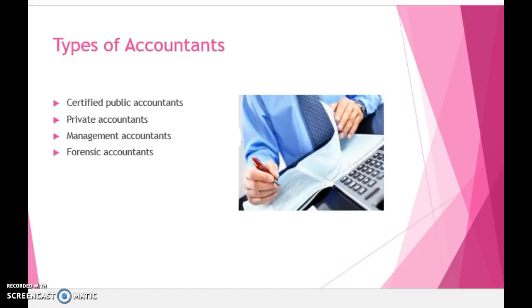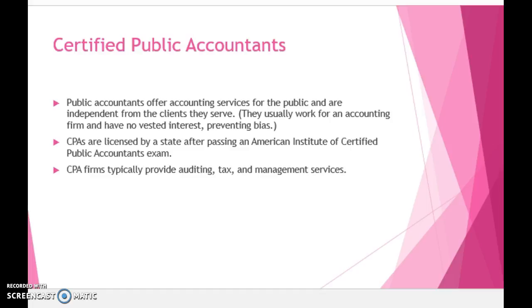While there are numerous types of accountants, we will discuss certified public accountants, private accountants, management accountants, and forensic accountants. You can also learn about other types of accountants in the textbook on pages 359 to 363. Public accountants often provide accounting services for the public and are independent of the clients they serve. Public accountants usually work for an accounting firm, which means they have no vested interest in the outside clients' firms.